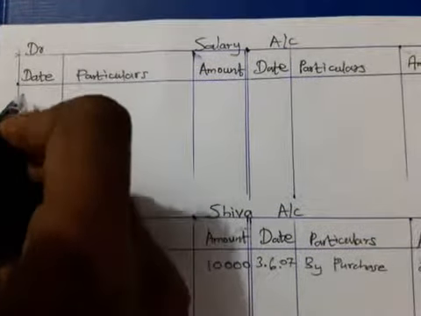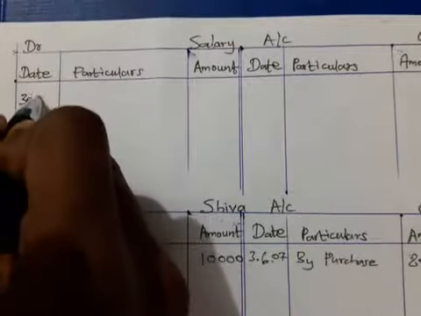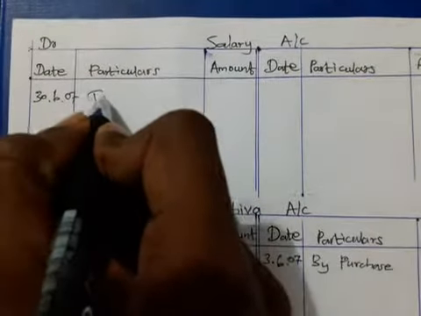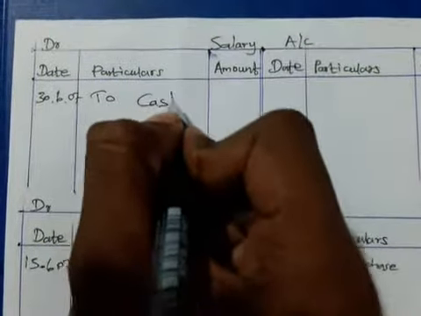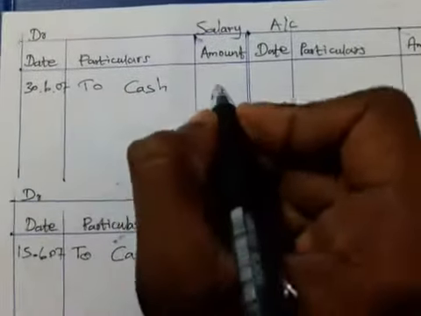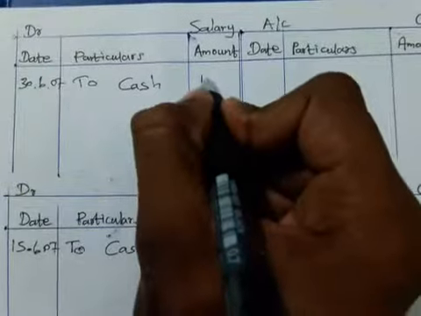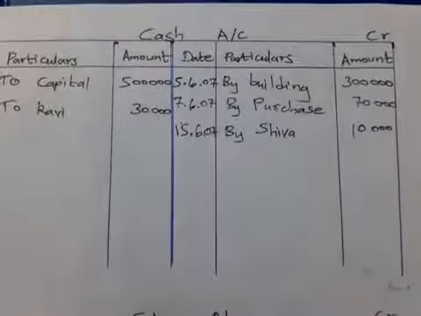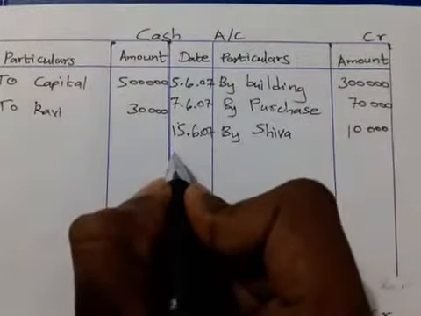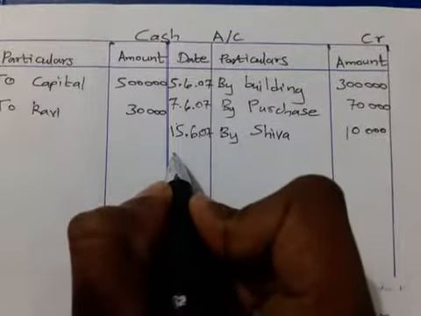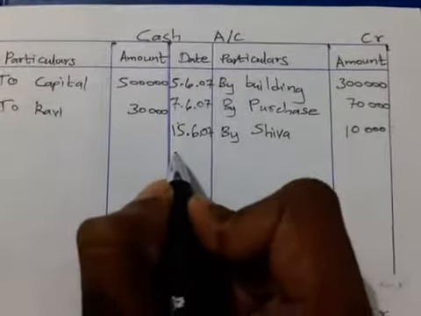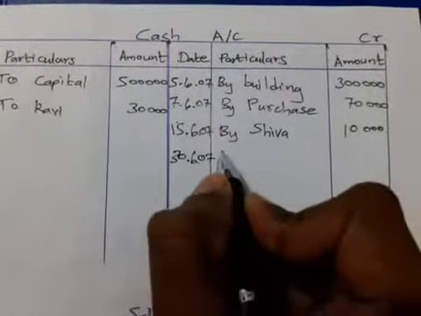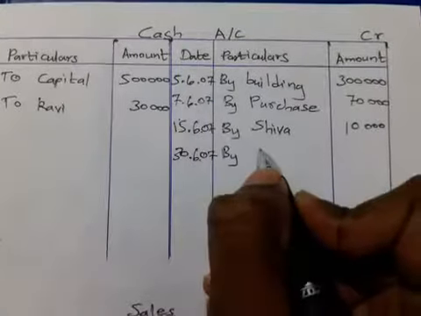June 2007. To cash account, 15,000. We have paid cash, so cash reduces. We have to record in the credit side of the cash account. By salary account.